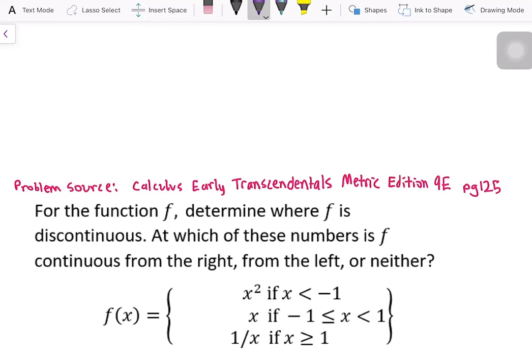And we have this piecewise function f of x over here. It's equal to x squared if x is less than -1, x if x is between -1 and 1, and 1 over x if x is greater than or equal to 1. So if you like, you can pause the video and have a go at the problem yourself before having a look at the solution.